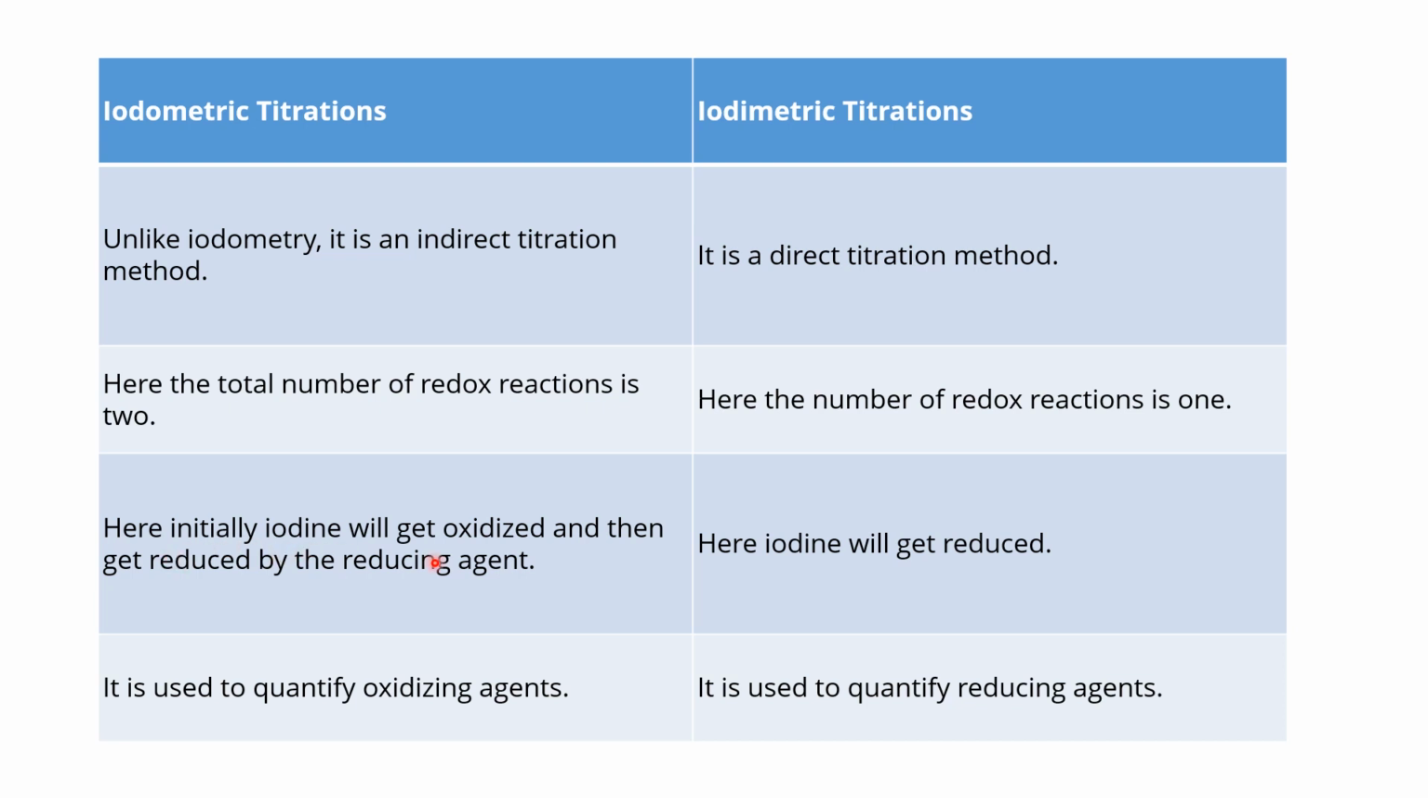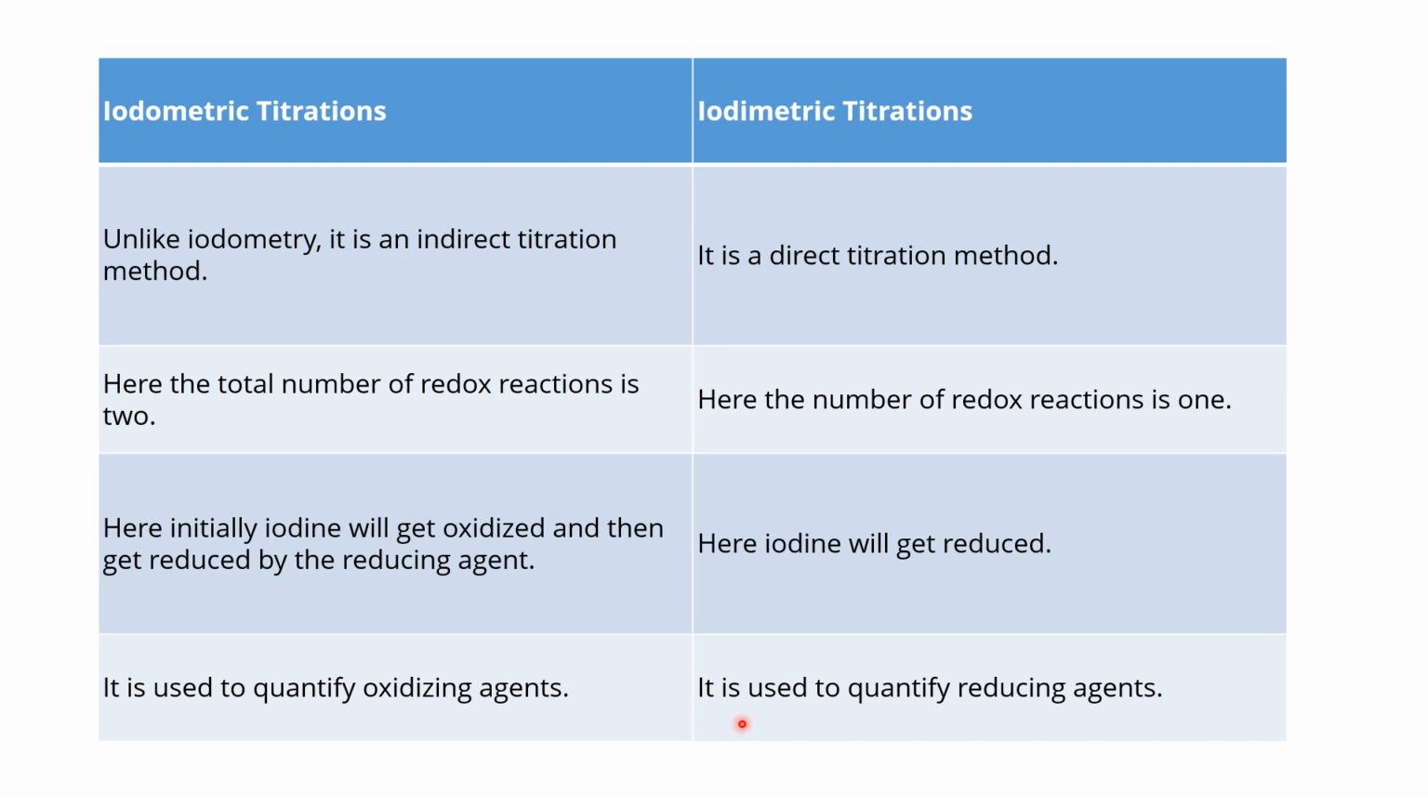Here initially iodine will get oxidized and then get reduced by the reducing agent. Here iodine will get reduced. So I2 is there in the burette and it's going to get reduced. It is used to quantify oxidizing agents. Okay, so here you find out the amount of oxidizing agents. Your analyte is the oxidizing agent.